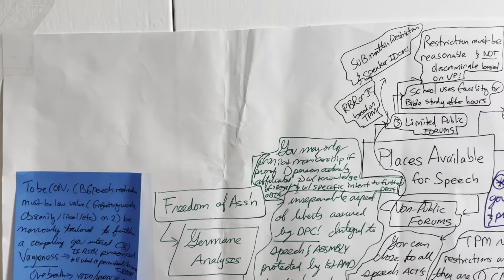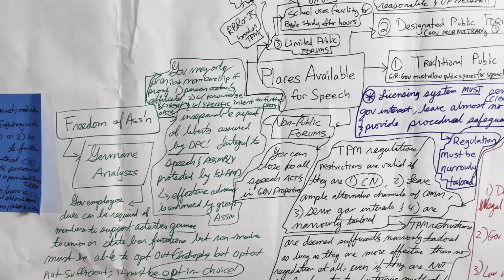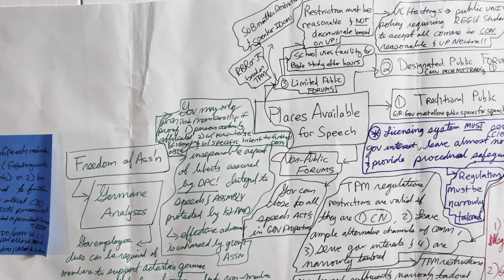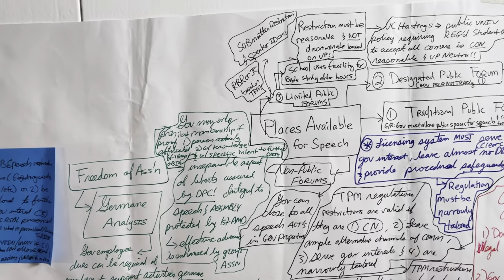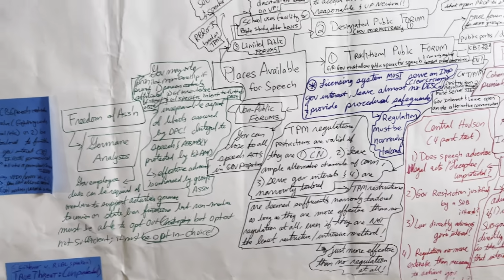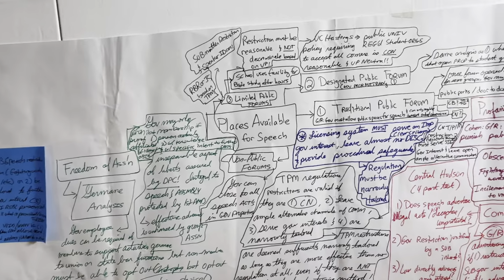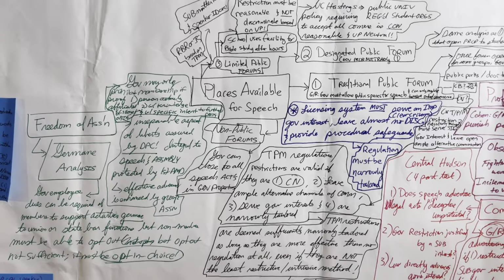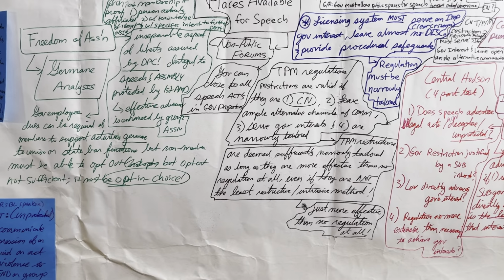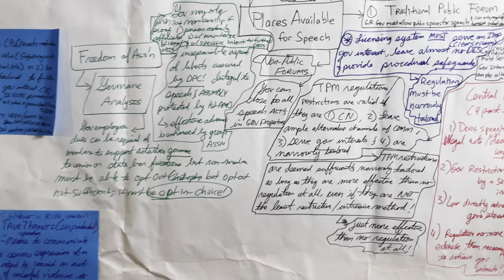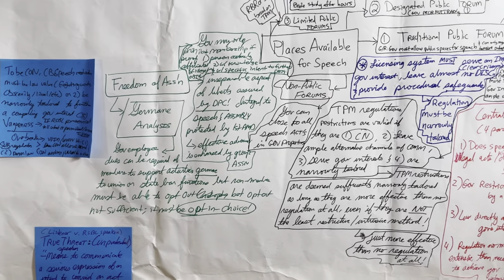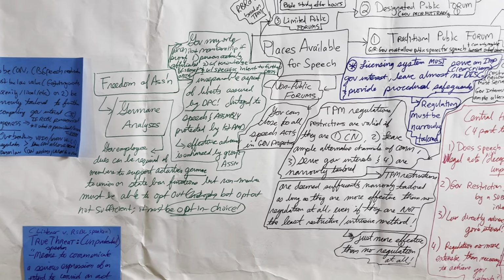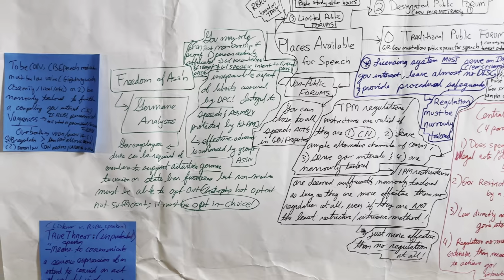And we also have our last forum, which is non-public forums, where the government can close government properties to all speech. This might be like a government office that's not open to the public, maybe like the Department of Education. Time, place, manner regulations and restrictions are valid. Remember our rule. They have to be content neutral. They have to leave ample alternative channels of communication. They have to serve a government interest, and that has to be a substantial, or you can say important, government interest, and they have to be narrowly tailored.